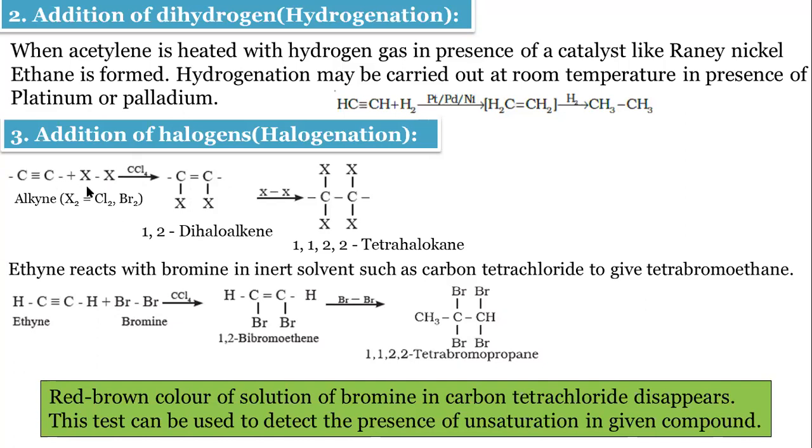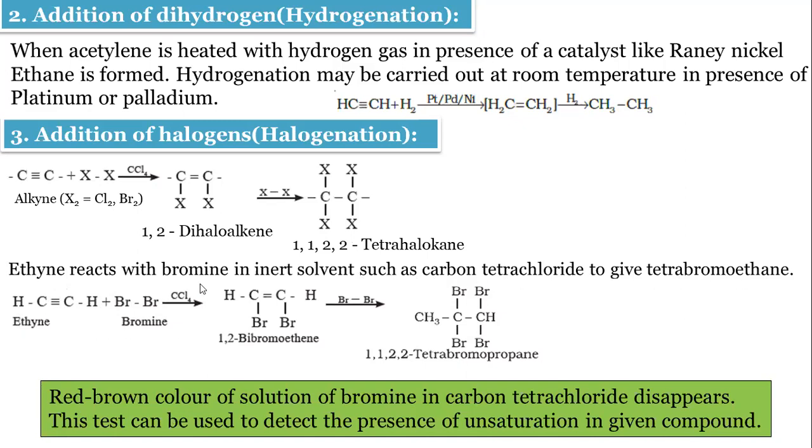In the first step, two halogens are added to these two carbons. Again halogenation takes place and this is the final product, meaning we get 1,1,2,2-tetrahaloalkane. The addition of halogen takes place until the triple bond is converted into double bond and the double bond is converted into single bond. म्हणजे 4 halogens इथं add झालेले लक्षात घ्या. So this is one example given. Ethine reacts with bromine in the inert solvent carbon tetrachloride to give tetrabromoethane.